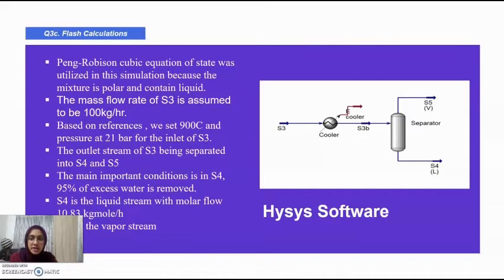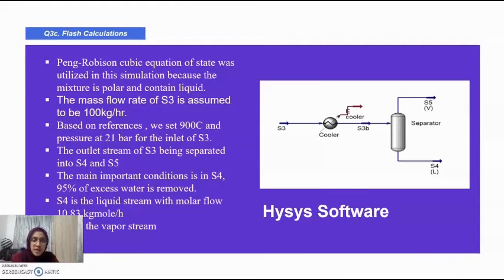For question 3, we are required to do the flash calculation. The Peng-Robinson equation of state was utilized in this simulation as the mixture is polar and contains liquid. The mass flow rate of S3 is assumed to be 100 kg per hour. Based on reference, we set 900 degrees Celsius and pressure at 21 bar for the inlet of S3. The outlet of S3 is separated into S4 and S5.